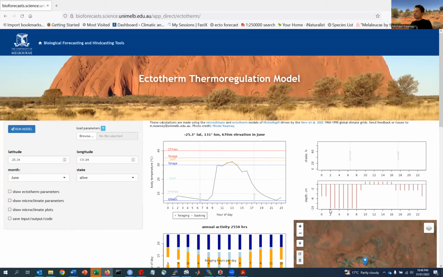And you can see they're going down to about 10 centimeters at night, and that's to get away from the cold. So you can see the critical thermal minimum down here. They're avoiding reaching the critical thermal minimum.